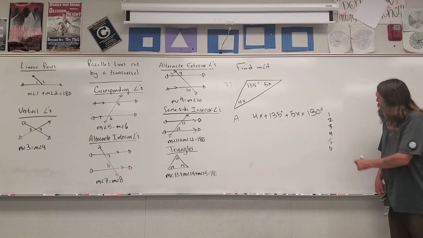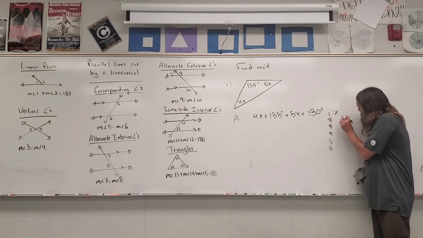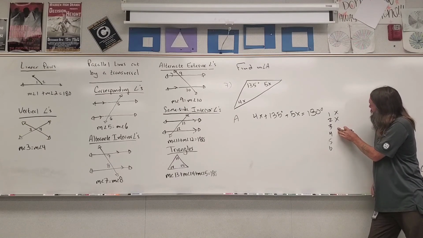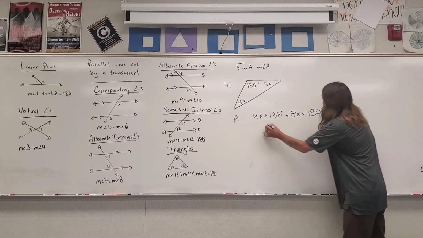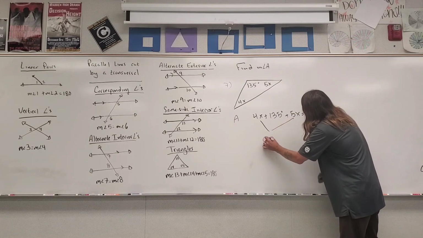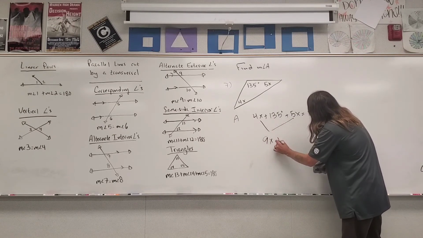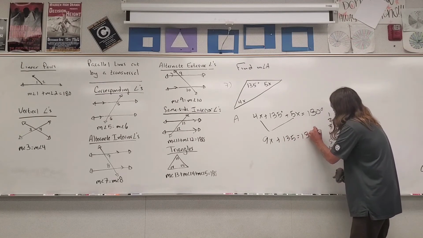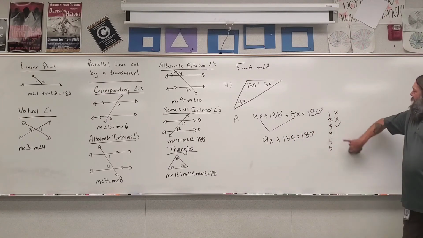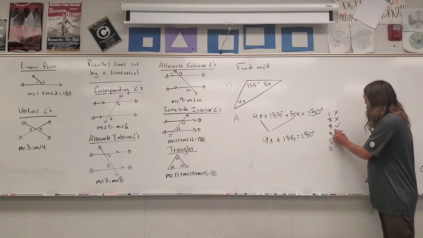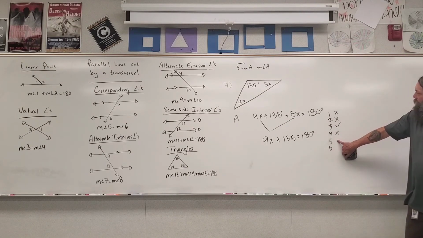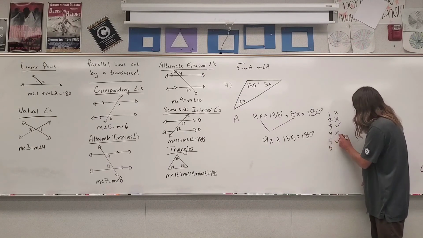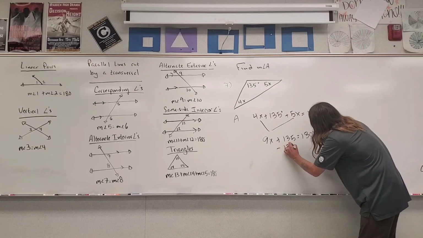Step 1, can I eliminate fractions? No, I cannot. Step 2, can I distribute? No, I cannot. Step 3, can I combine like terms on each side of the equal sign? Actually, on this one, I can. 4x and 5x, that's 9x. 9x plus 135, that's equal to 180 degrees. All right. Do I need to get all x's to one side? No, I do not. Can I add or subtract away a number from the variable side of the equation? Yes, I can. I can subtract the 135.